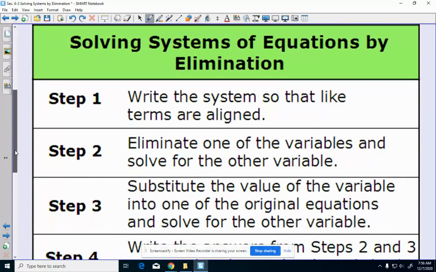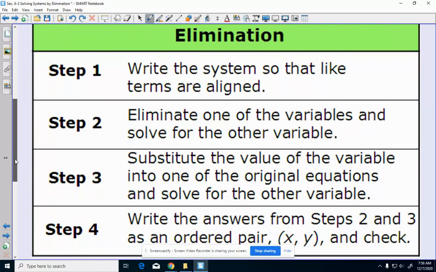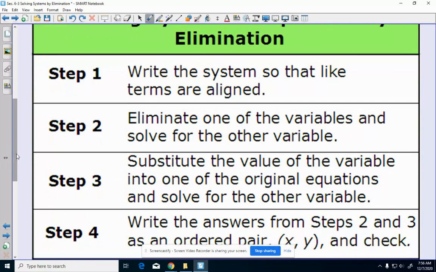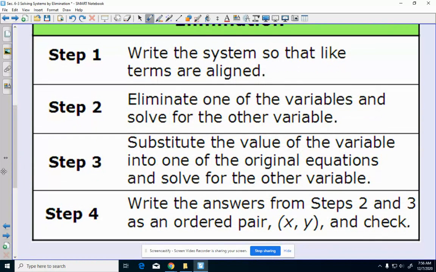So the rules for elimination, there are 4 of them. Rule number 1 is not solving for an equation like it was in substitution. Rule number 1 here now is that we have to have them lined up.